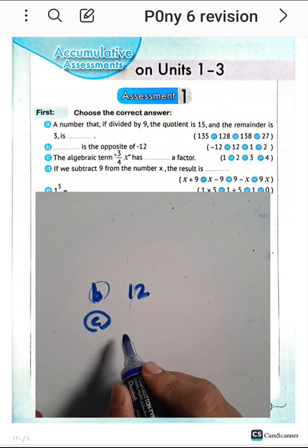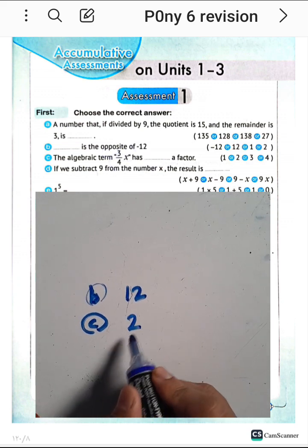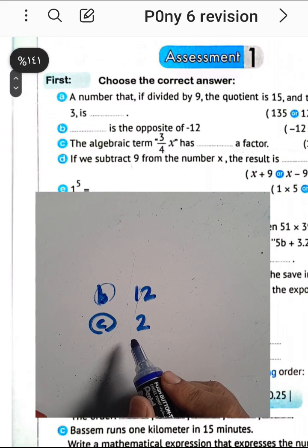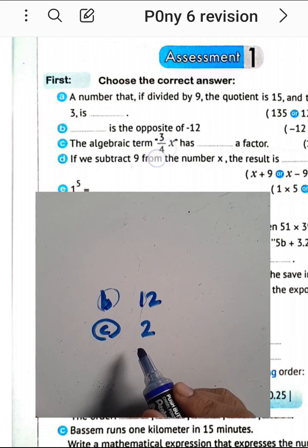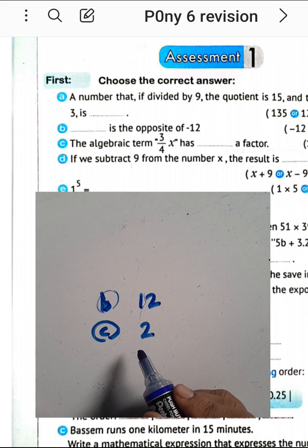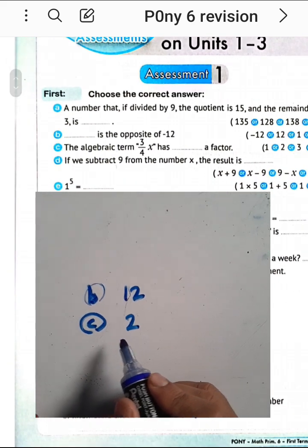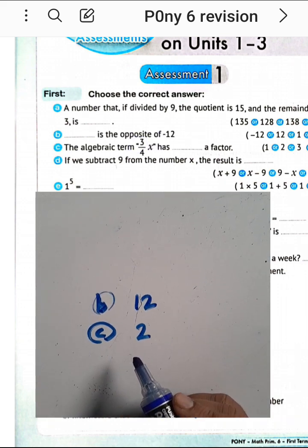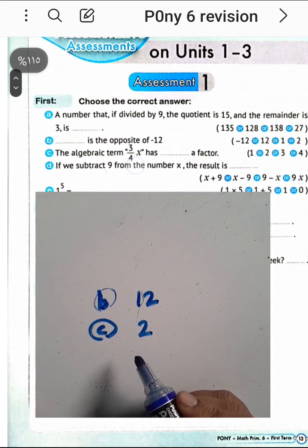Letter C. The algebraic term negative 3 over 4x has two factors. Here we have two factors: negative 3 over 4 times x. Negative 3 over 4 is numerical, and x we call the literal factor. So negative 3 over 4 is the numerical factor and x is the literal factor.